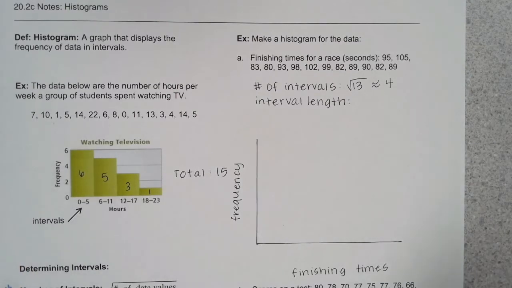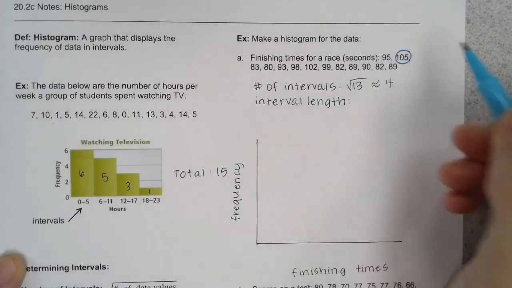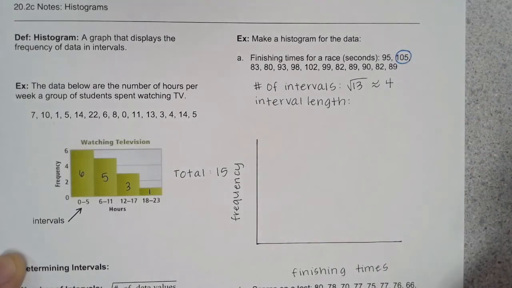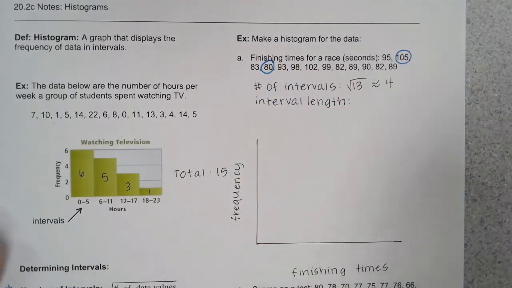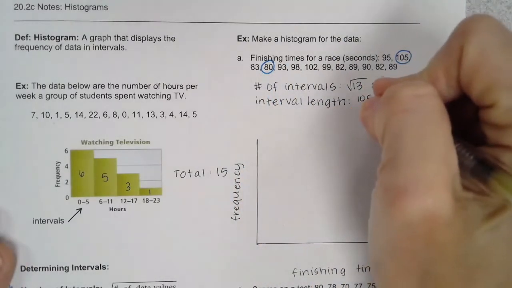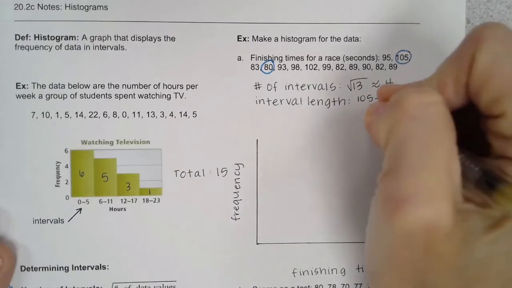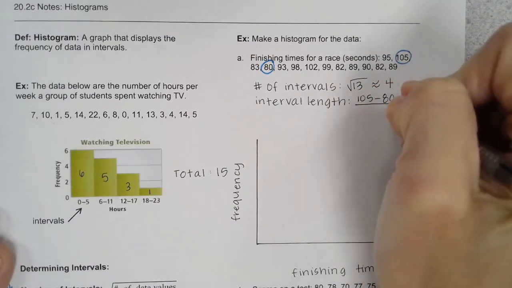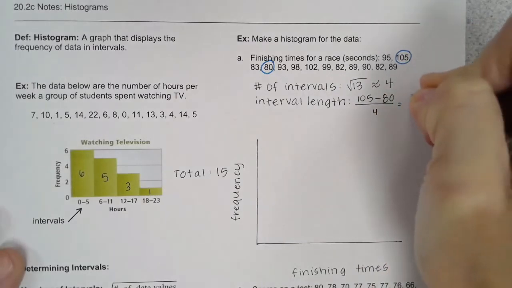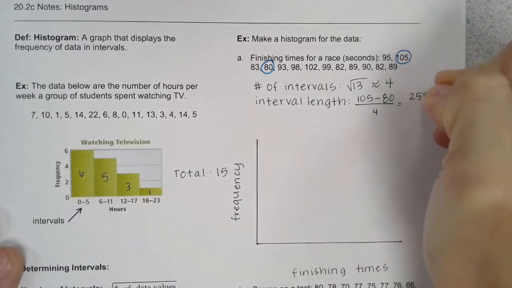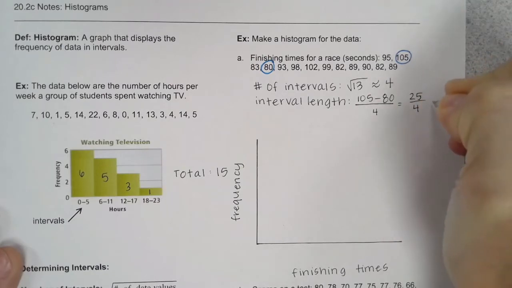So I'm going to find the highest number, which in this list is 105, and then I'm going to find the lowest number in the list, which for this list is 80. And so to figure out the interval length, I'm going to do 105, take away 80 in the top, and then I'm going to divide that by the answer that I got for the interval length on the previous question. So for this one, that'll work out to 25 divided by 4, which is approximately 6.